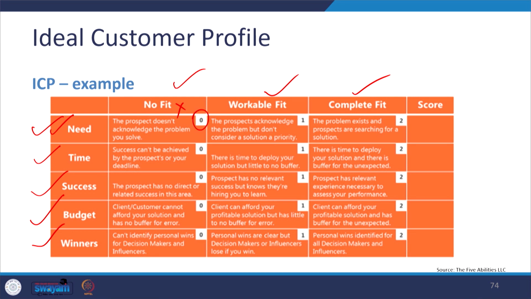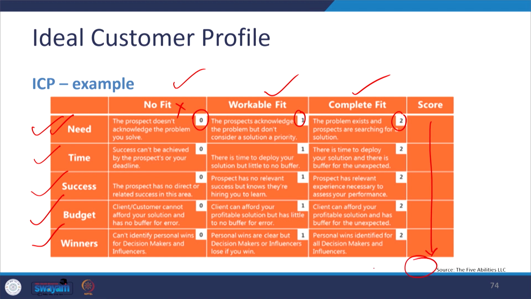The prospect acknowledges the problem but doesn't consider a solution a priority. You just can't neglect that particular customer. He might get converted into an actual customer. So assign him 1. And the problem exists and prospects are searching for a solution. If this is the case, you give him 2 out of 2, and then you mark the score here at the last panel to get an aggregate score.